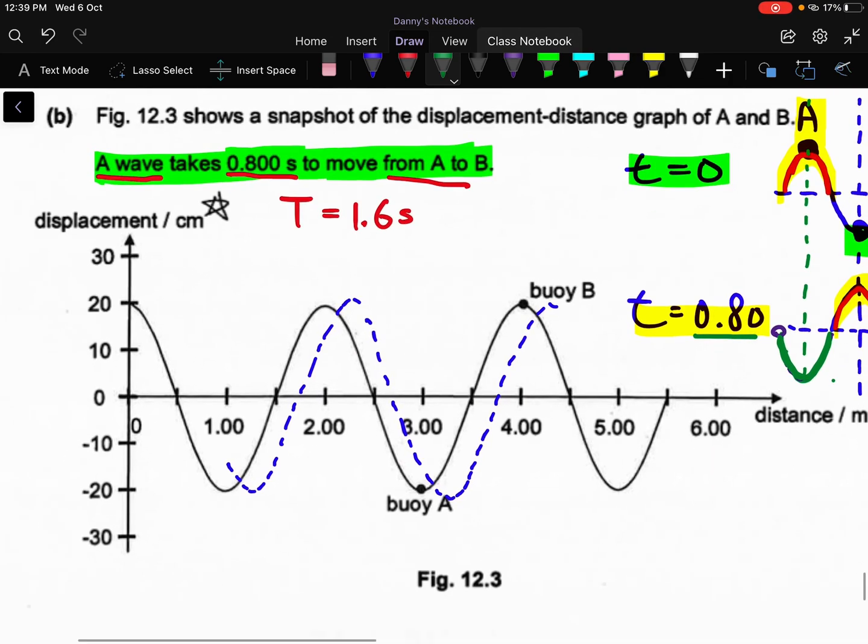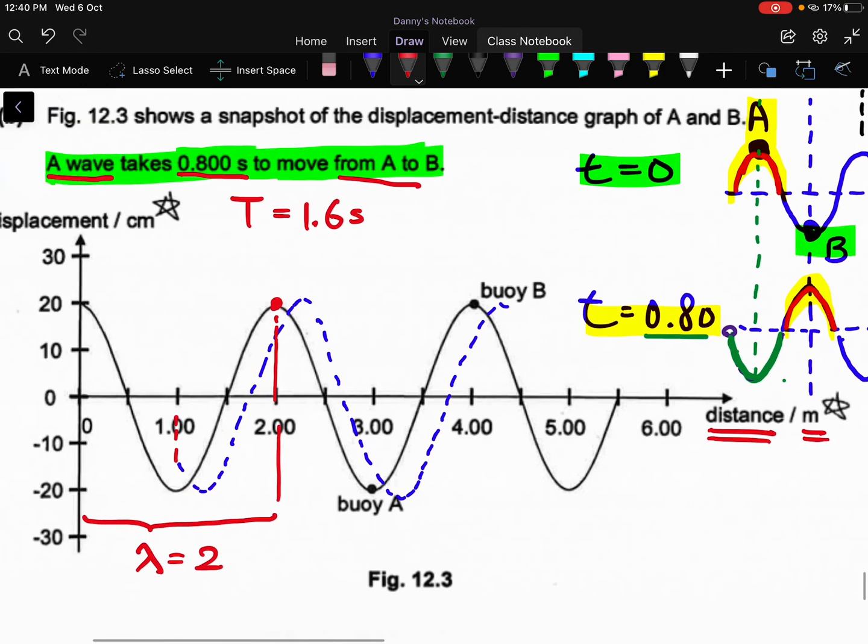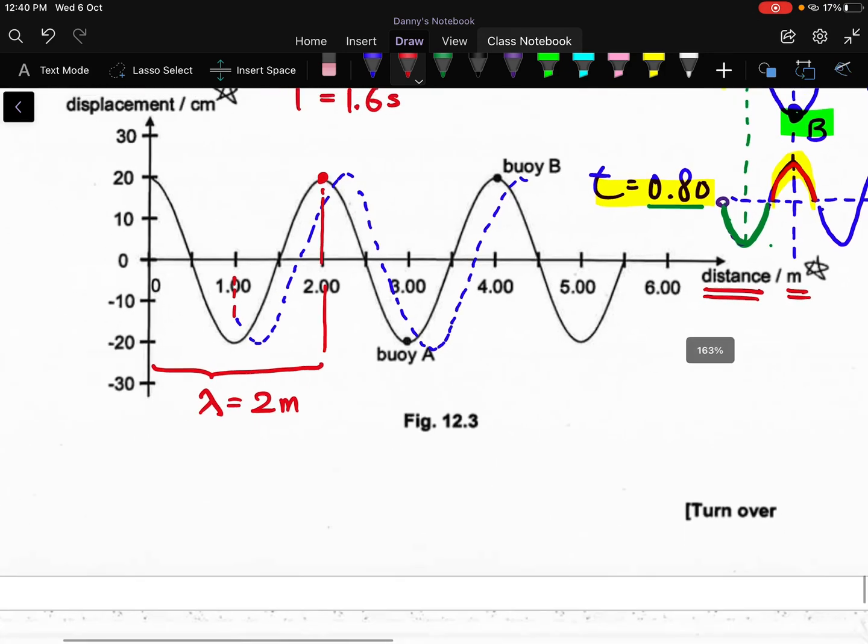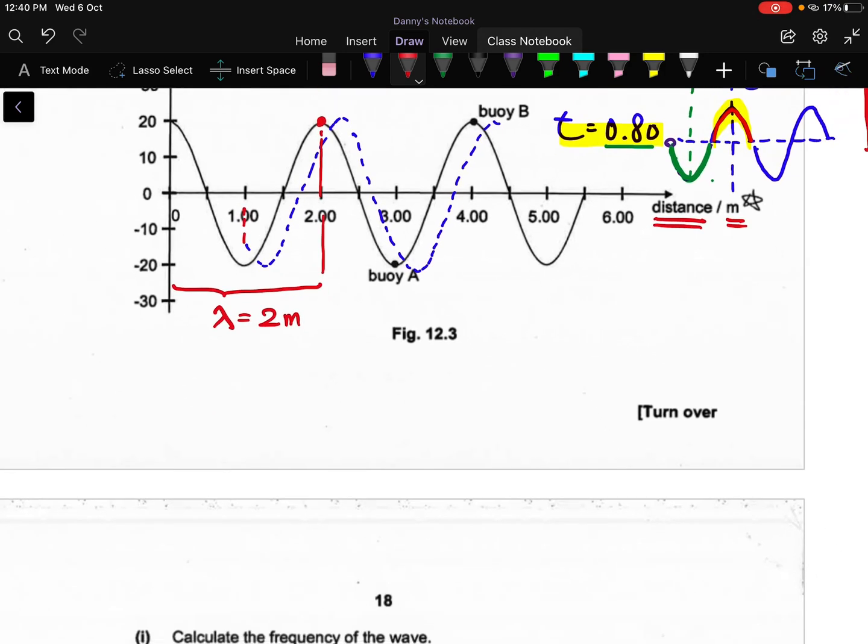Okay, next I'm given 12.3. 12.3 is just a displacement-distance graph. What can you find out from there? Well, distance, right? Distance means wavelength. So from here, oh, actually I don't need that. You can actually look here. So I can find out from here that lambda is 2. Be careful, the unit is meter, so no need to change. Okay, so I found that out.